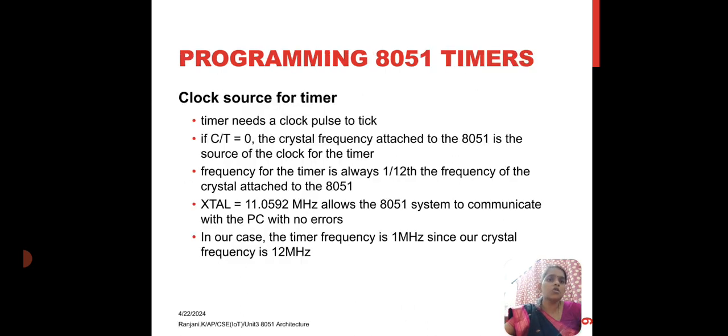Next is your clock source of the timer. Here the timer needs a clock pulse to tick. If C/T is equal to 0, the crystal frequency attached to the 8051 is the source of clock for the timer. And next, the frequency for the timer is always 1/12 the frequency of the crystal attached to the 8051, where the oscillator frequency is around 11 megahertz.